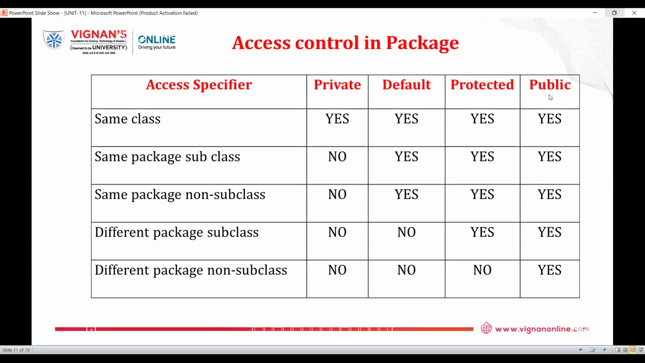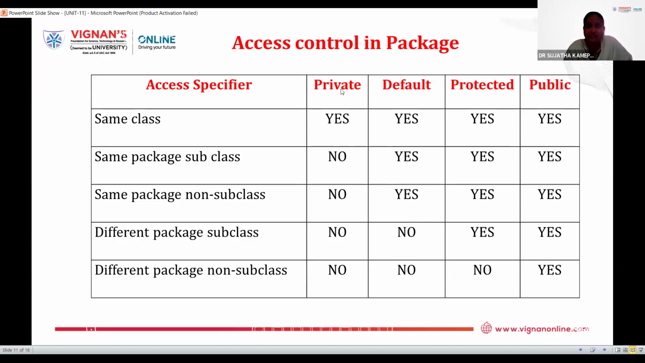Private, protected, and public: these are the 4 keywords that we already discussed. Now, in packages also, for access control, we use these 4 keywords, right? Private, default, protected, and public. Now, where can I access them?